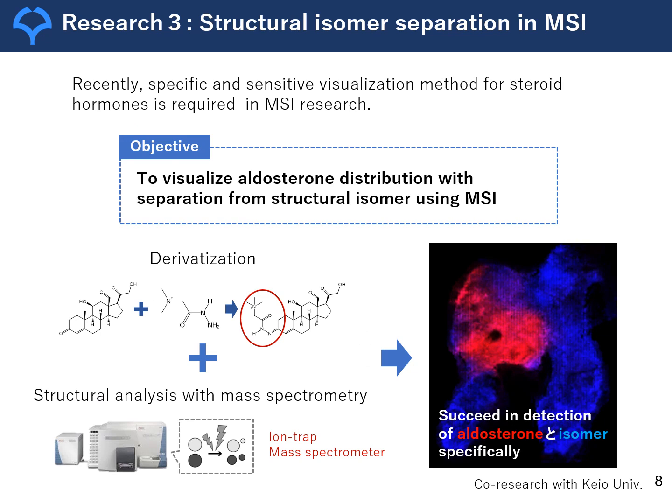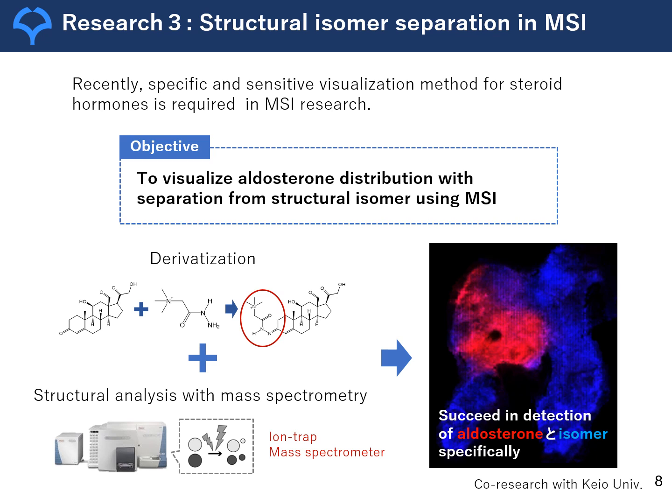And this is another work from our team: development of a structural isomer separation method in mass spectrometry imaging. There are multiple steroid hormone isomers in the adrenal glands. One of them is aldosterone, a compound involved in endocrine disease. In the tissue, isomers are present alongside a trace amount of aldosterone. So, it was necessary to develop a method for detecting them separately from the isomers.